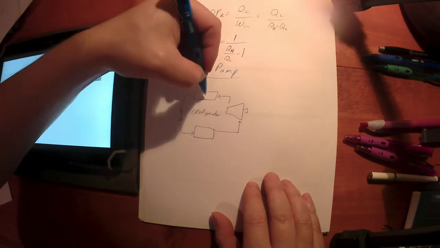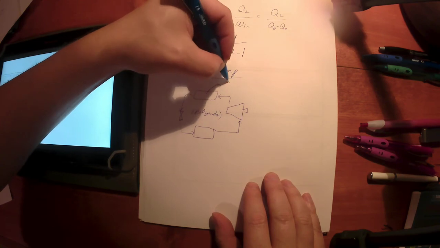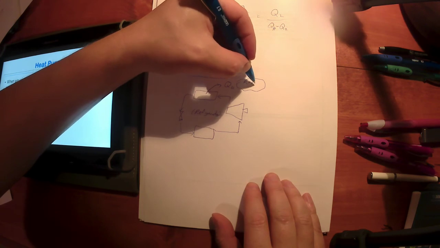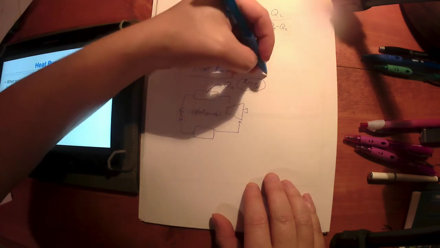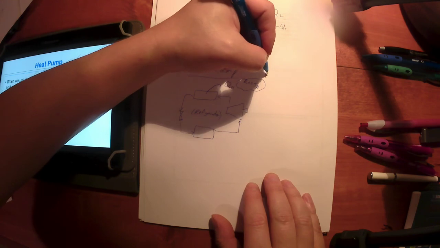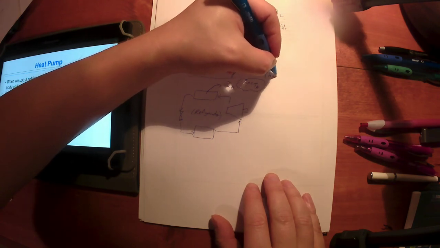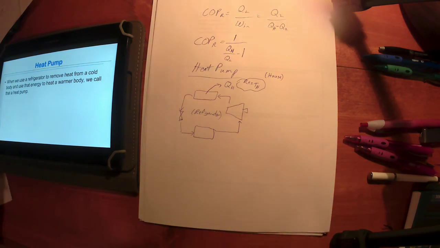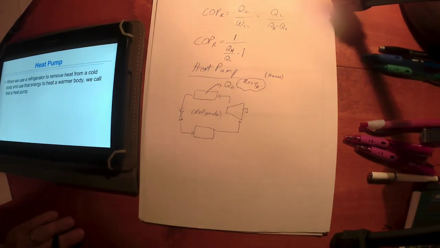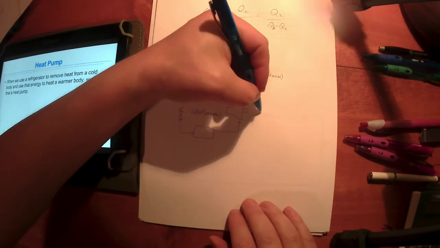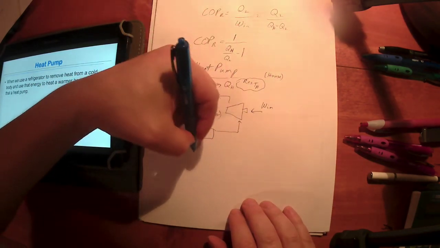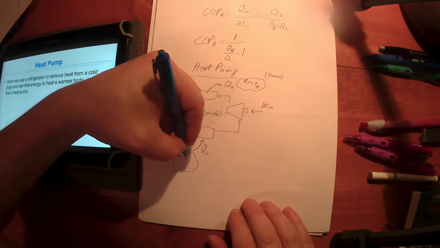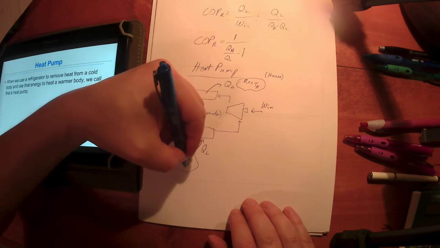And again, the goal here is you want heat to go to your high temperature reservoir, probably like your house. Okay. You're going to have to put work in. And what it's going to do is it's going to absorb heat from the outside at T sub L.